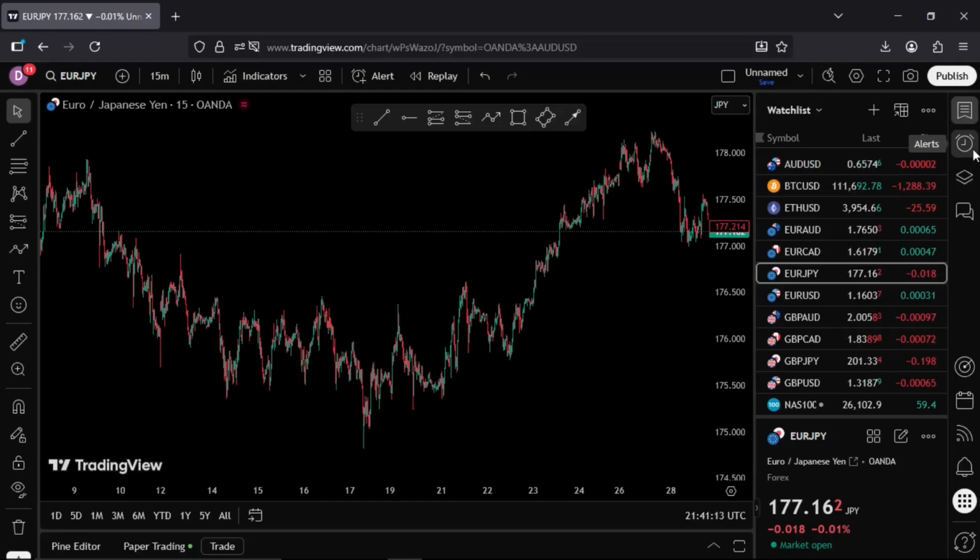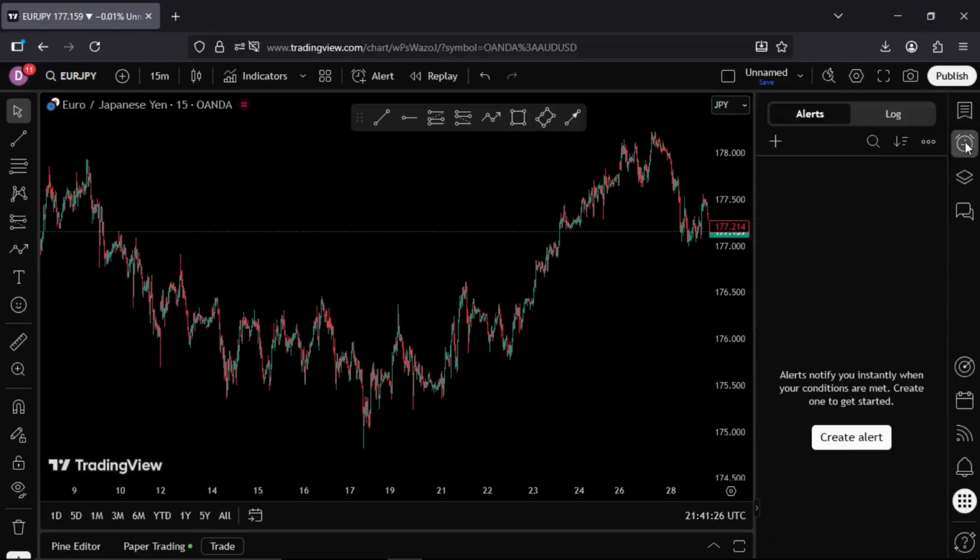So how do we add alerts on our chart? As you can see right here, this clock-looking icon, when I hover over it, it says alerts. If I go ahead and click the icon, it will pull up this menu. So I could go ahead and click create alert.